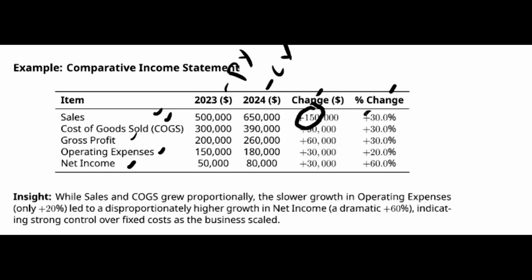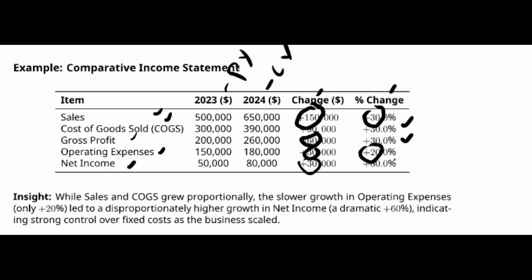That means 30% when compared to the previous year. Again, when it comes to cost of goods sold, there is a 150,000 increase. Sorry, 90,000 increase. Again, it's a 30% change. So when it comes to gross profit, there is an increase of $60,000, a positive change of 30%. Here we can see that the operating expenses increased only 20% compared to the previous year. So as a result, we can see that the net income increased $30,000.